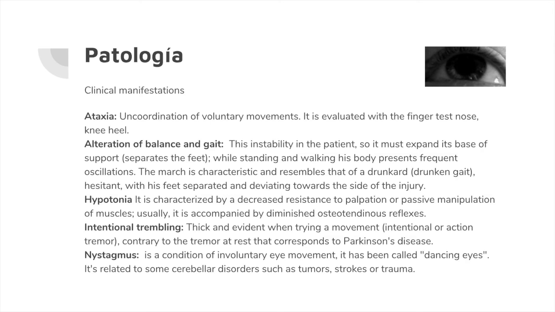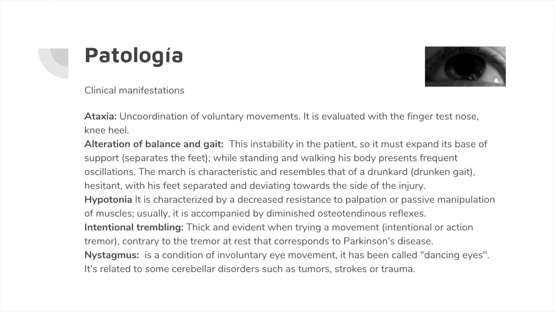Also, it is quite possible that the gait and the balance of a person are compromised when there's a pathology in the cerebellum. So you may find the patient with instability, and he must widen the base of support, so he must separate the feet in order not to fall. This patient also has a characteristic march that resembles that of a drunken person. This is called the drunken gait.